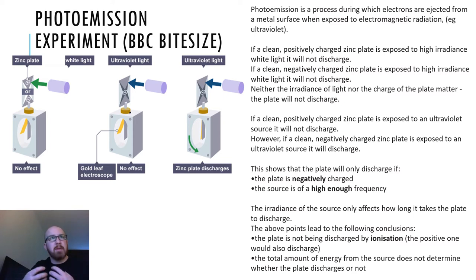So what that means is the white light doesn't build up enough energy on a zinc plate, even if it's negatively charged. The UV light has specific energy photons which get absorbed by specific energy electrons and then allow them to be emitted from the atom. So watch the video, it explains it all again in a little more detail, and hopefully sometime we'll get back to school and I'll show you this working in class.